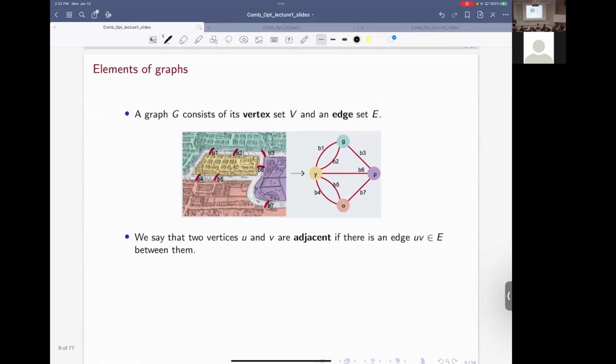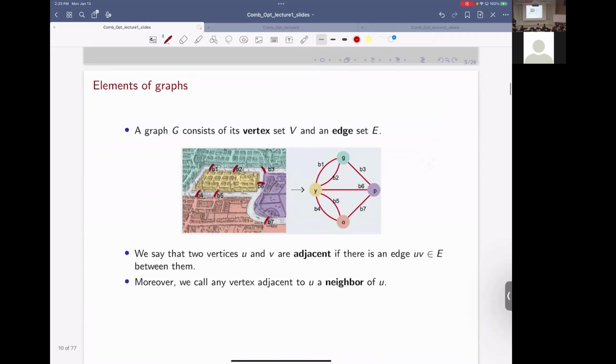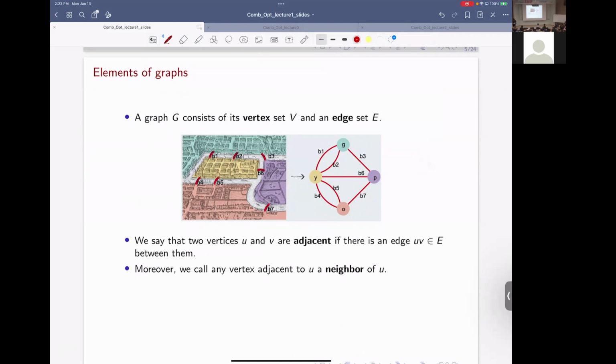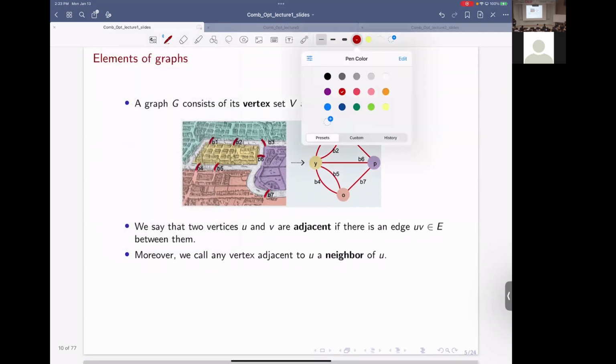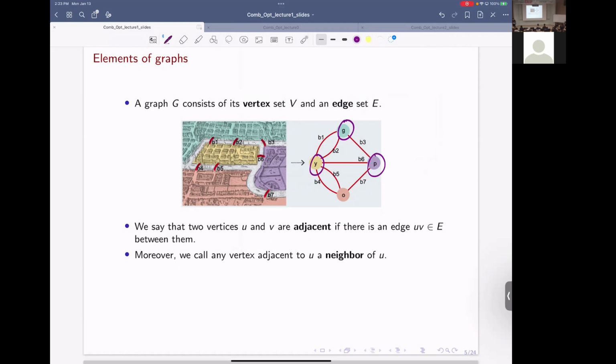And 2 distinct vertices, let's say U and V, are called adjacent if there's an edge between them. Here, G and Y are adjacent because there's an edge connecting them. Whereas G and orange are not adjacent because there's no edge connecting these 2 locations. Just remember this terminology, adjacent. G is adjacent to Y and to purple, so we call Y and P neighbors of G. If vertex V is adjacent to vertex U, then we call V a neighbor of U. It's good to know this terminology.